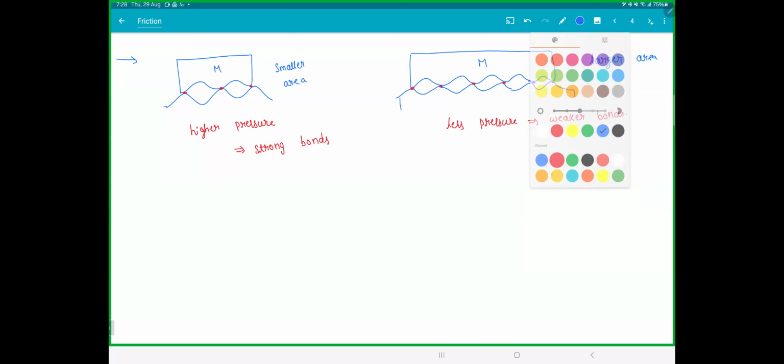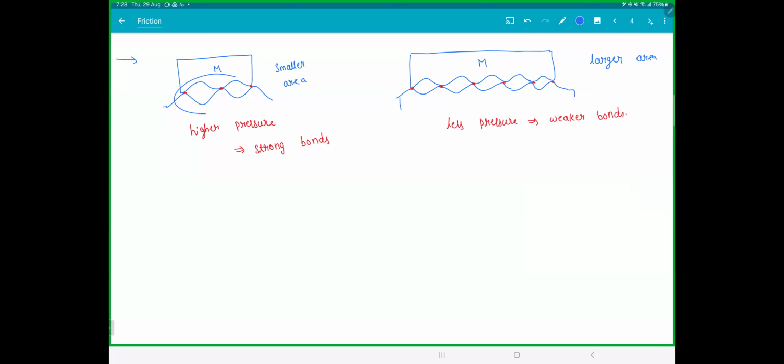So what happens here, even though the number of bonds are less here, they are stronger. Here, the number of bonds are more, but they're weaker. Overall, they generate the same force. Therefore, frictional force is independent of surface area.